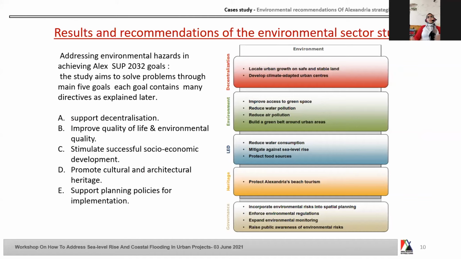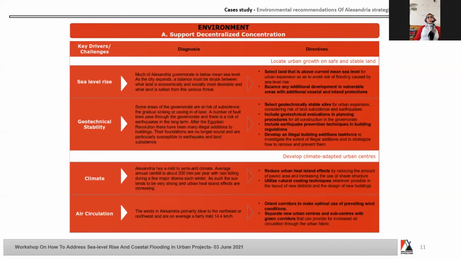Results and recommendations of the environmental sector in brief, addressing environmental hazards in achieving the Alexandria Strategic Urban Plan 2032 goals. The study aims to solve problems through five main goals. Each goal contains many directives, as explained later. Our first goal is to support decentralization, and that will be by locating urban growth on safe and stable land and developing climate adaptation urban centers.